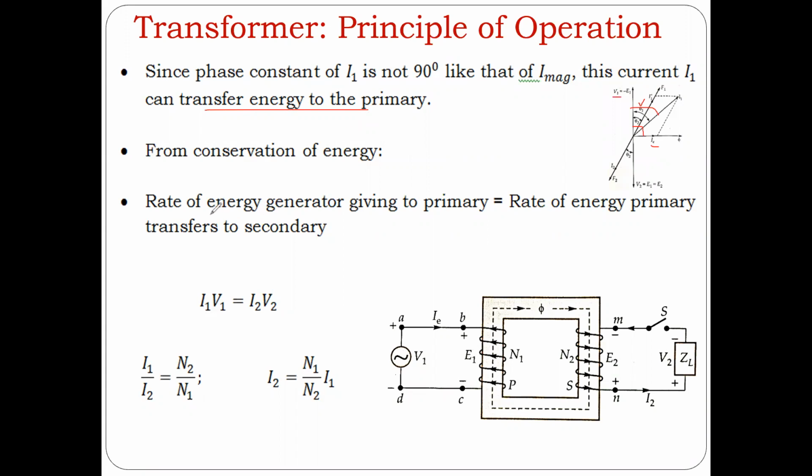Now, the rate of energy generated in the primary and the rate of energy transferred to the secondary should be the same, right? So roughly speaking, I1V1 should be equal to I2V2, or I1E1 should be equal to I2E2. You have done this long back, and you know already that the currents in the two circuits depend on the inverse ratio of their turns in the coils.